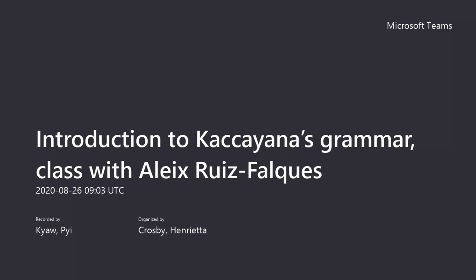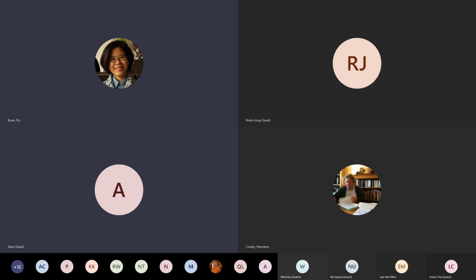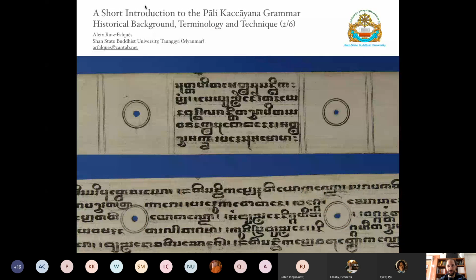Historical background, terminology, and technique. But this is the second of 6 sessions. As I said before in the first lecture, this is a course designed mostly for students and scholars who are already familiar with Pali and the Pali literature, the Pali language, even the Pali grammar, the modern grammar, but they are not familiar with the traditional or classical techniques of Indian grammar.